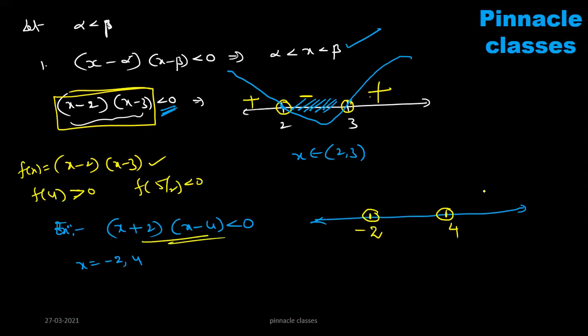Take any number more than 4, like 4.1, 100, 20, any number. Put it in f of x. What is your answer? Positive.